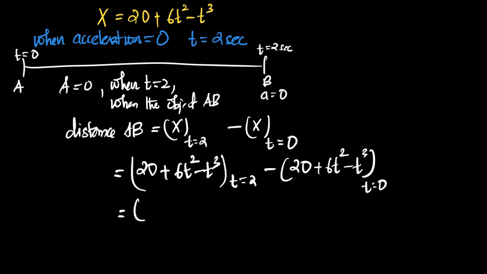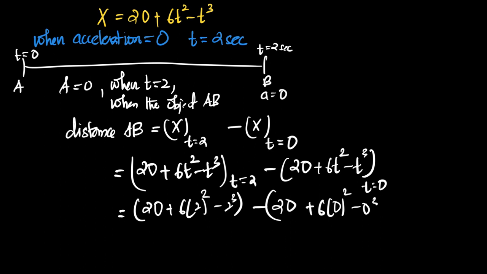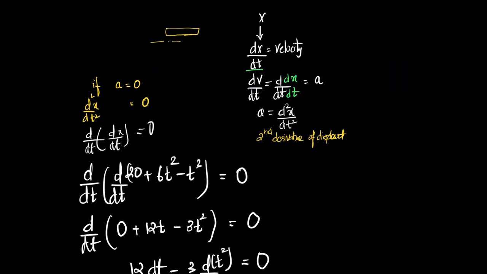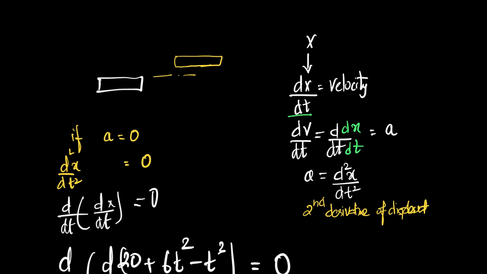So this is equal to 20 plus 6 into 2 square minus 2 cube, minus 20 plus 6 into 0 square minus 0 cube, which basically is equal to 20 plus, 6 into 2 square is 24, minus 8, minus 20, right? So this will give you 20 plus 24 is 44, 44 minus 28, which is basically equal to 16. So the required distance is equal to 16 meters, in which case the correct option is option A.